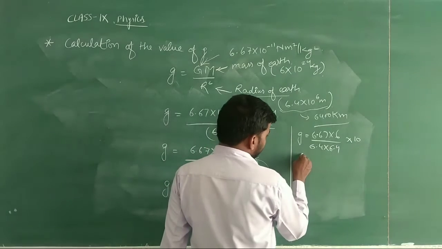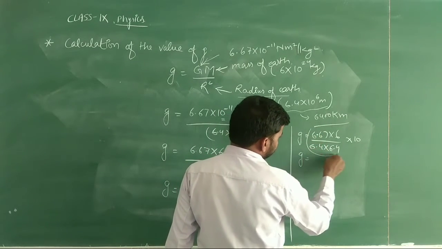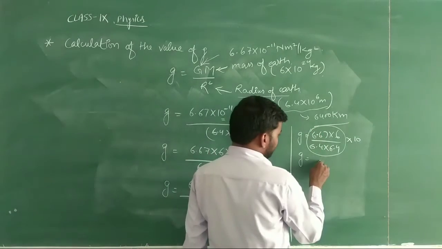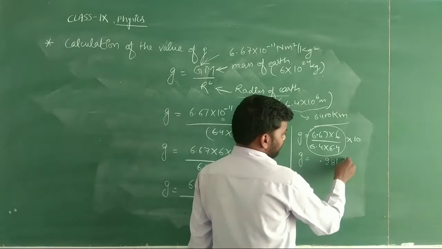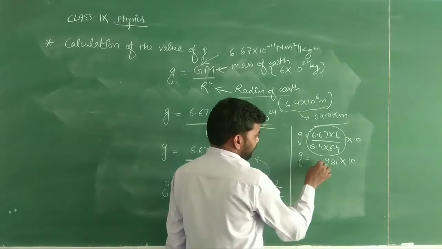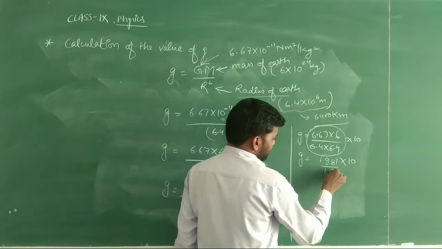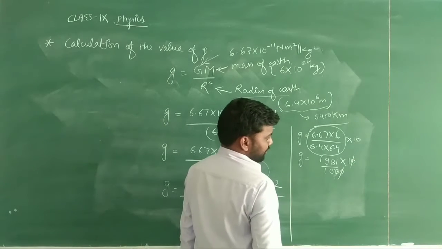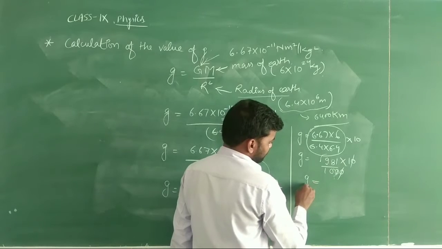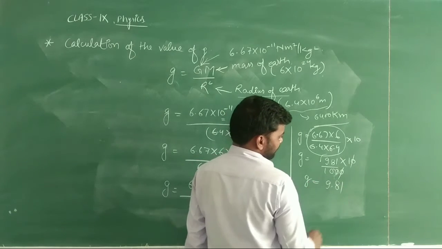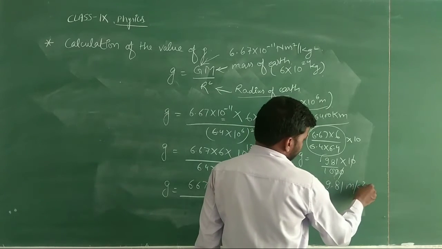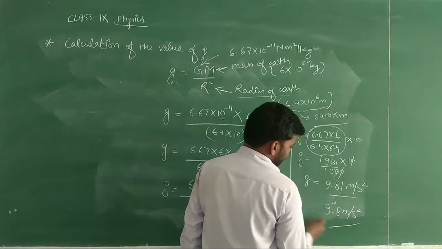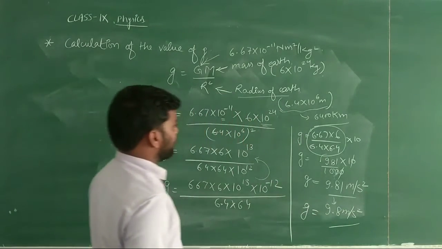So after solving this part, students, we will get 0.981 multiplied by 10, and if we solve it further, we get g equal to 9.81 meter per second square, or we can also write it as 9.8 meter per second square. So it is the value of small g.